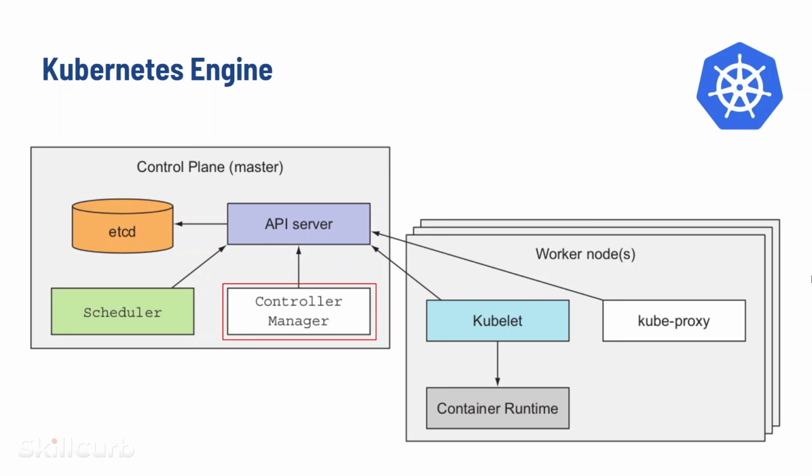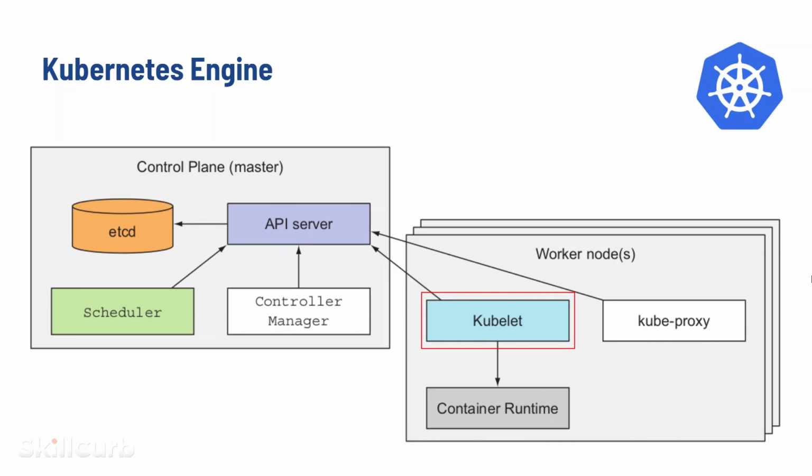Finally, we have the controller manager. The controller manager performs cluster-level functions like replicating components using replication controllers and replica sets, keeping track of all the worker nodes in a cluster, handling failures and crashes, etc. Now, let's move on to the worker node.